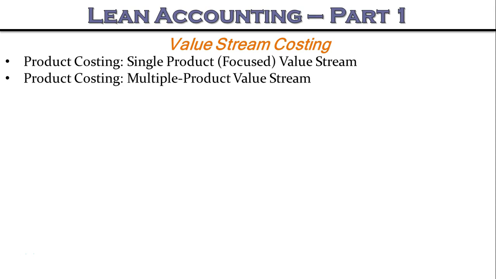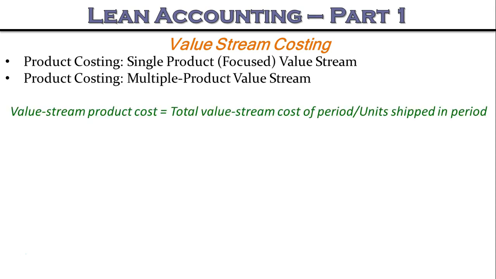Product costing, multiple product value stream. Value streams are formed around products with common processes. Manufacturing cells within a value stream are thus structured to make a family of products or parts that require the same manufacturing sequence. The costs are assigned in the same way as for focused value streams. With multiple products, however, product costs for value streams are calculated using an actual average cost.